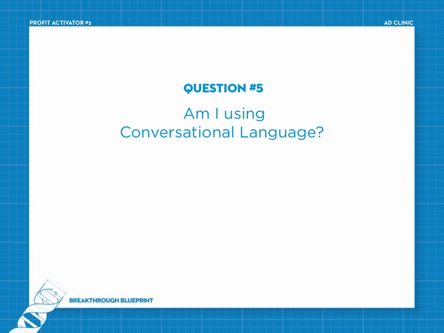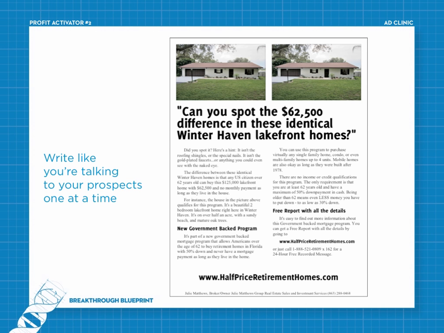So we want to only speak to one person at a time. And we want to do it in a really conversational way. Here's an example of an ad that we're currently running in Winter Haven. This is for a new reverse mortgage program that allows seniors over the age of 62 to buy homes in Florida with 50% down and live in the house with no monthly payment for the rest of their life. So as long as they live in the house. When we put this ad in here, just listen to how conversational it sounds.